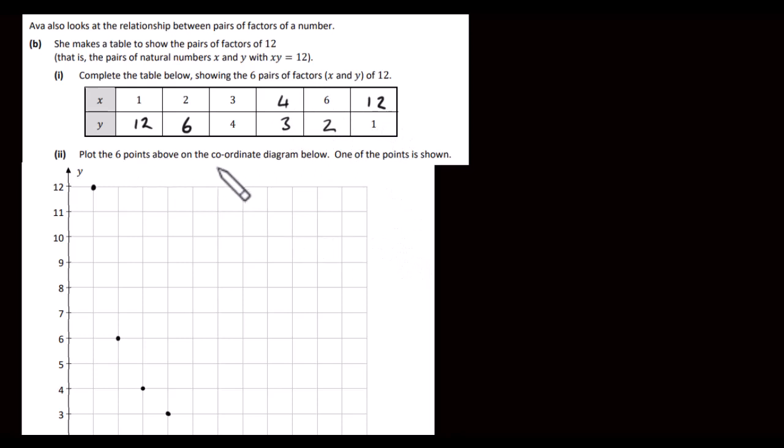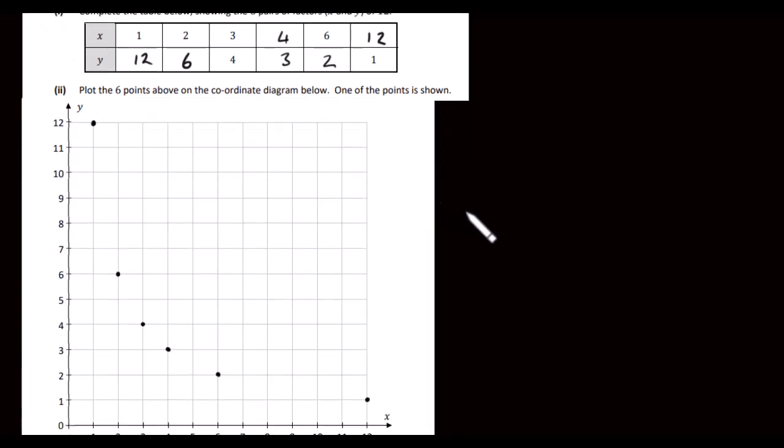It then says plot the 6 points above on the coordinate diagram below. One of the points is shown. So again, I've done that already. And you get this. I haven't joined them up, but it just says plotted, so that's all I've done.